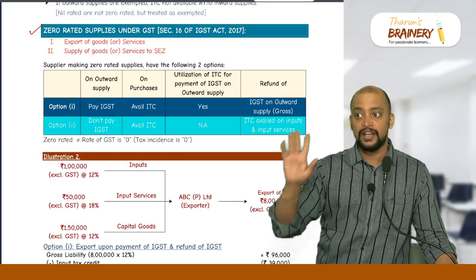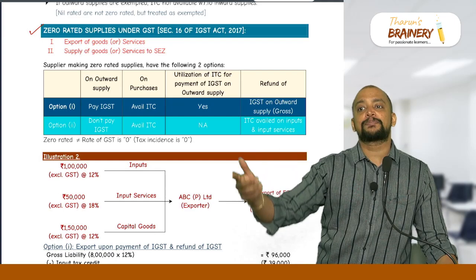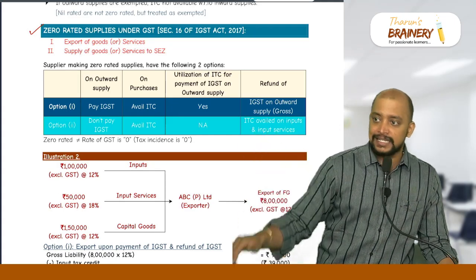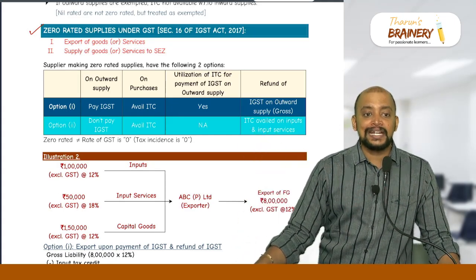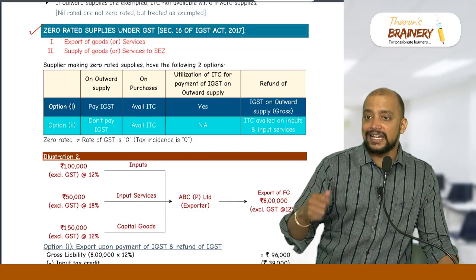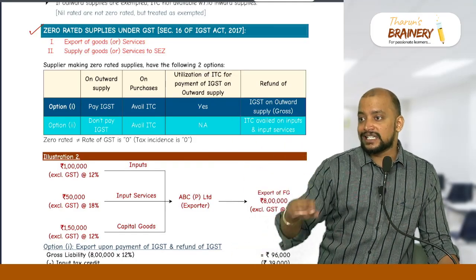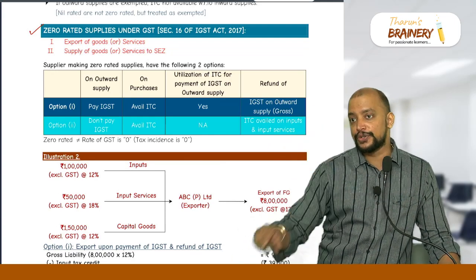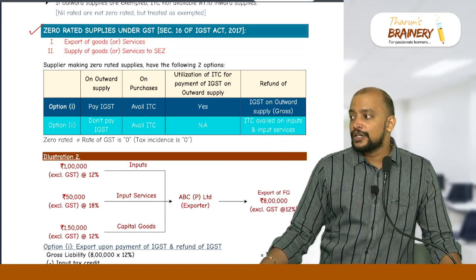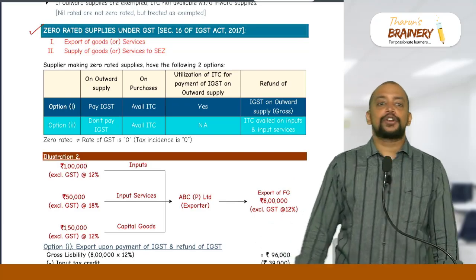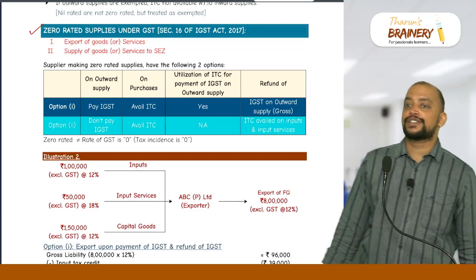Okay, option 1. What will happen in option 1? On outward supply, I need to pay IGST. And on inward supplies, I can take input tax credit and adjust against my liability. And how much refund I will get? Gross IGST I will get as refund. Whereas option 2, you see. Option 2, don't pay any IGST on export of goods or services or supply of goods or service to SEZ.